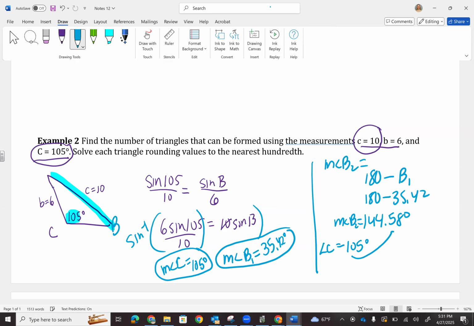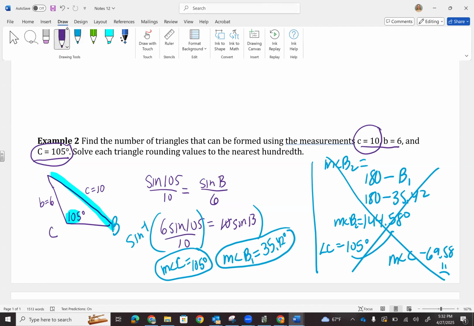Do you see a problem with finding even another angle with this? If you did 180 minus 144.58 minus 105, guess what? The measure of angle C would have to be negative 69.58. You're like, that's a problem. So basically, if you have angle side side and the given angle is obtuse, you're only going to have one triangle formed. And so this B is going to be 35.42.